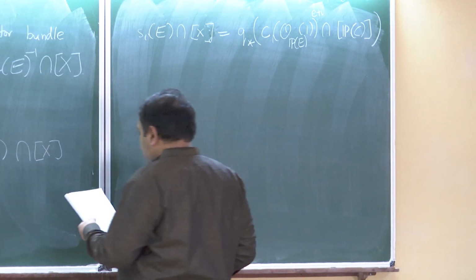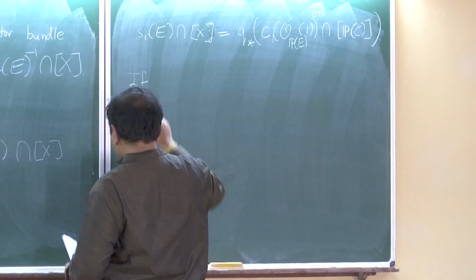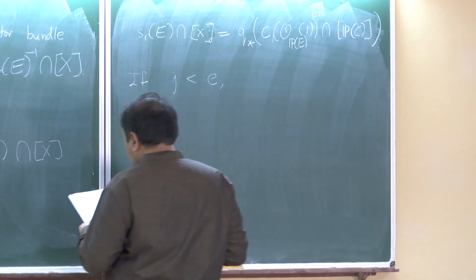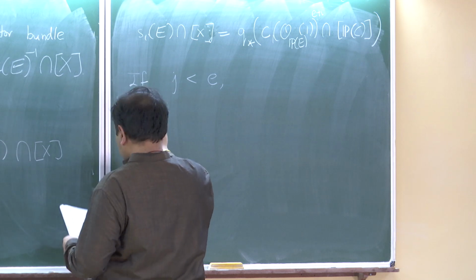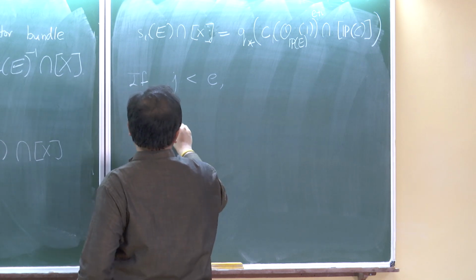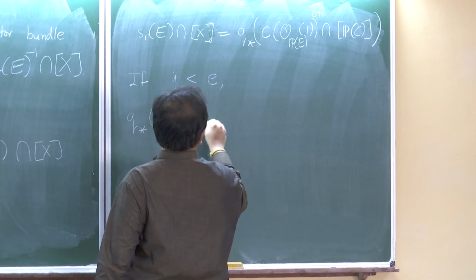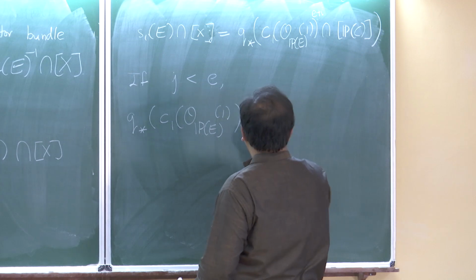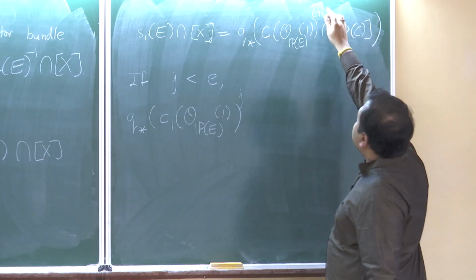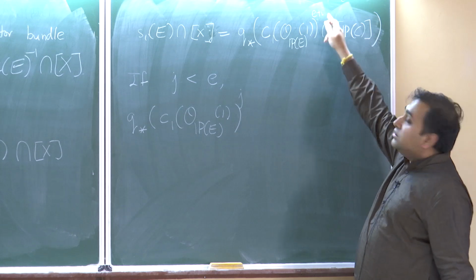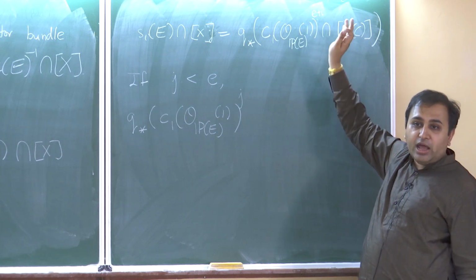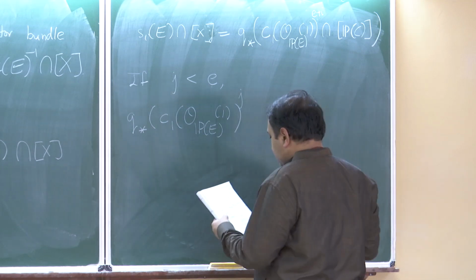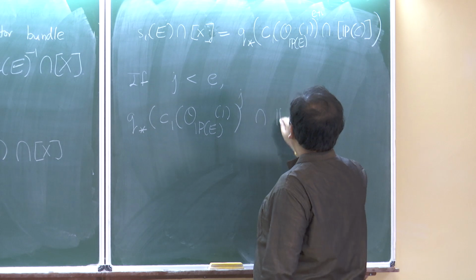So now note that if j is less than e, then q lower star of c1 of O_P(E)(1) capped with P_E of j. So I'm just writing out explicitly what I said earlier, that if this exponent here happens to be less than e, then what happens? Right? Because I'm taking the summation from 0. So let's just check this capped with P_E.